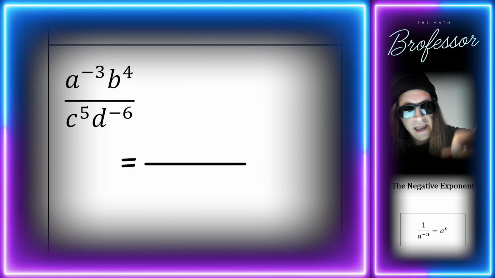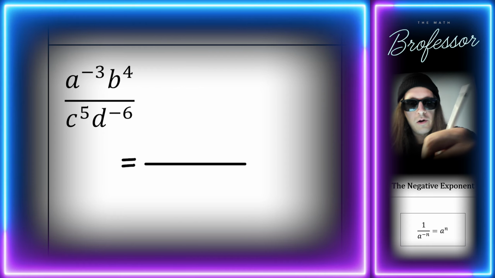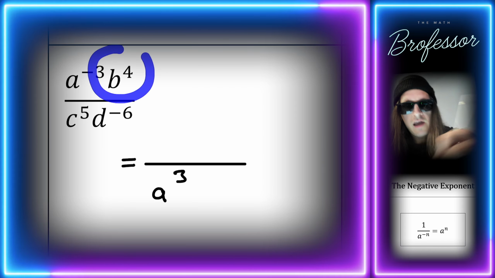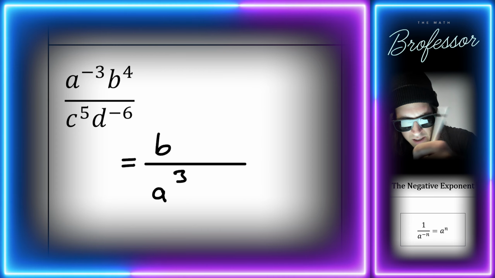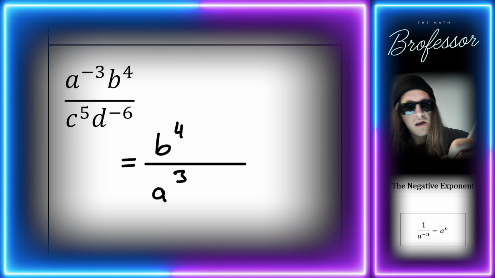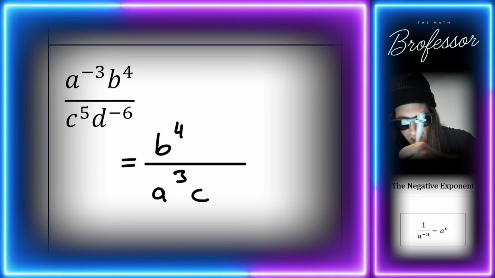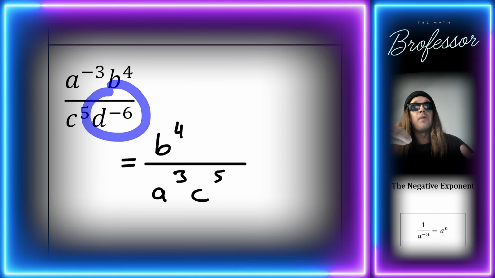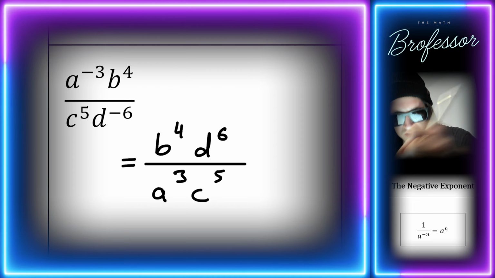Okay, let's look at the A. The A has a negative exponent. It's in the top. It needs to go to the bottom. So this will be a to the +3. The B has a positive exponent. Leave it where it is. It's in the top. The C has a positive exponent. Leave it where it is. The D has a negative exponent and it's in the bottom, so reciprocate it to the top. D to the +6.